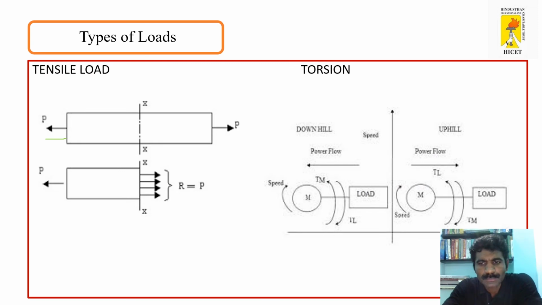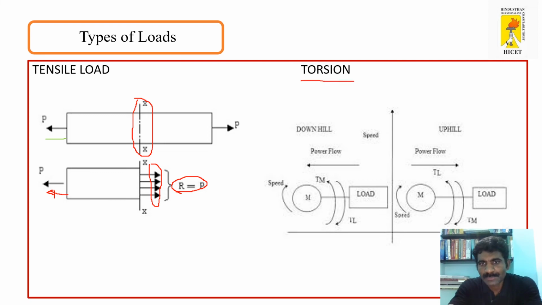So in this slide, the tensile load is explained with a diagram, and in this diagram we can see an object which is subjected to a force P, that is pulling force on either sides, and XX section is taken to represent the resisting force. So what is this resisting force? The resisting force is nothing but the internal force induced by that particular body to oppose the force P, that is the pulling force, and this force will always be equal to P, that is R is equal to P.